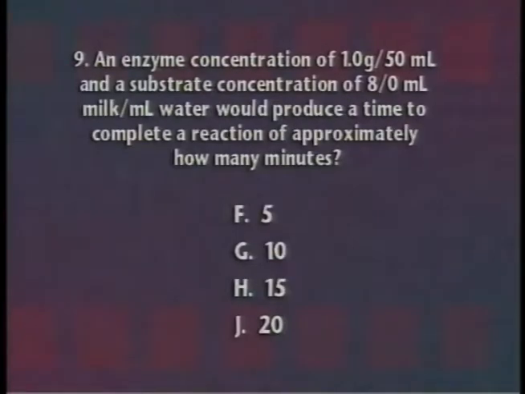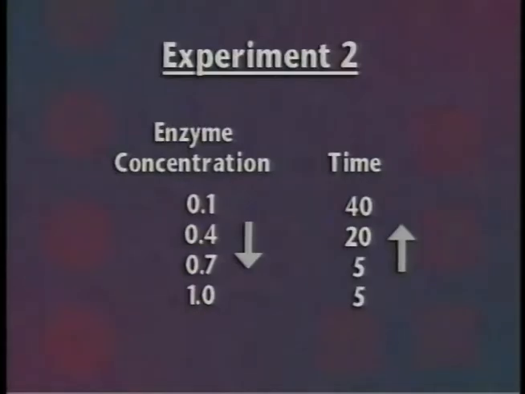An enzyme concentration of 1.0 grams to 50 milliliters and a substrate concentration of 8 parts milk to 0 parts water would produce a time to complete a reaction of approximately how many minutes? This is an inference question, asking us to make predictions with new values. First, let's look at experiment 2. An enzyme concentration of 1.0 is associated with a time of 5 minutes.